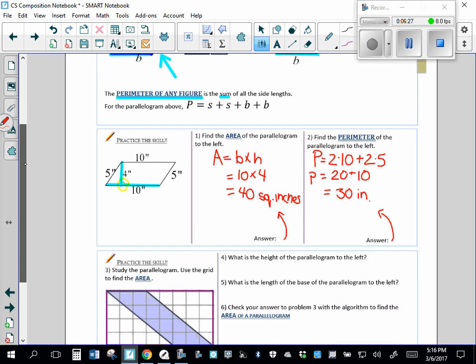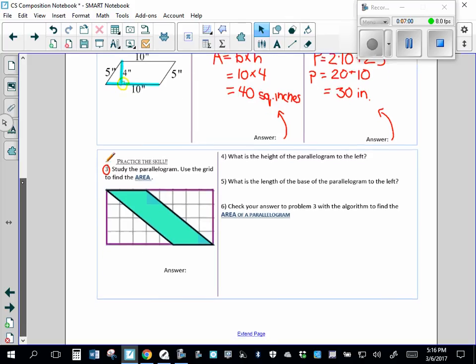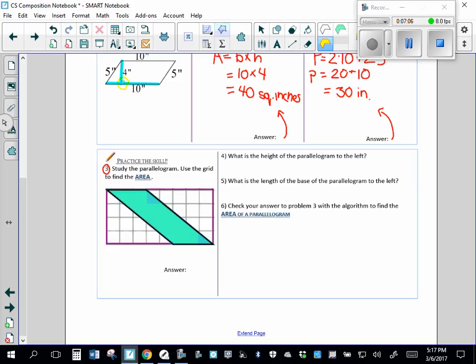So this was a review of class, but what was tricky in class was doing problem 3 without using the parallelogram area formula. What it asks us to do is study the parallelogram and use just the grid to find the area. In other words, imagine that you can't, first of all, see what's behind that. And second of all, we talked about all different kinds of strategies to find the area without using the formula base times height.